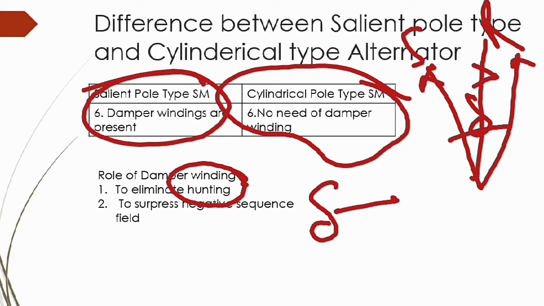Sometimes this oscillation crosses the synchronism limit, and in that case instability occurs. This is how we can explain hunting. It is because of inertia. But in a cylindrical pole type synchronous machine, the inertia is controlled, there is no inertia effect over there.